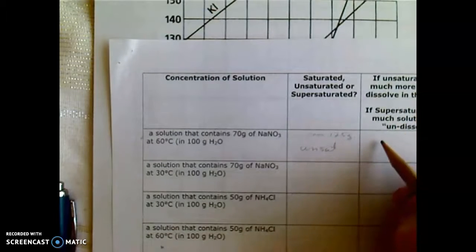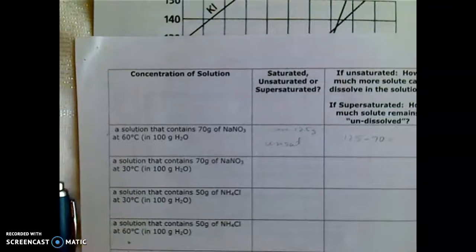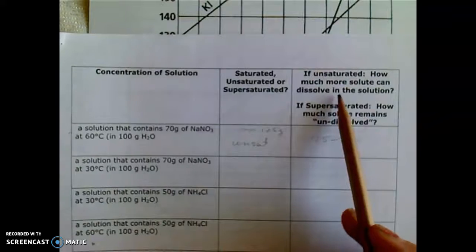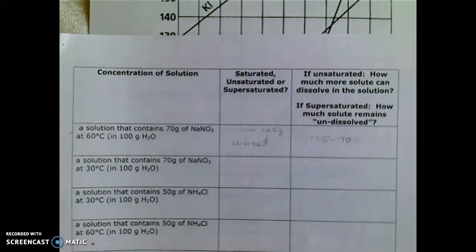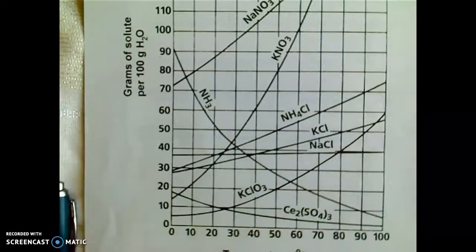Then it says, if unsaturated, how much more can the solution dissolve? We'll take 125 and subtract 70, and that's how much more you can dissolve in that amount of water. You'll notice it says, if it's supersaturated, how much solute remains undissolved. So again, you would still subtract. You're just going to end up getting a negative number because it's not holding it, since it's falling out as crystals. But same thing, you're just going to subtract. So that's how you would use a solubility chart.